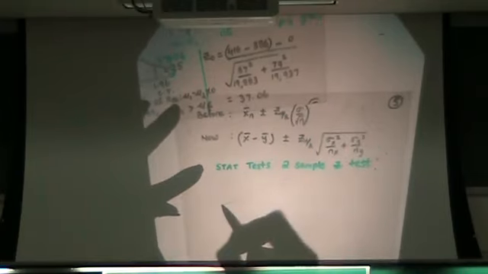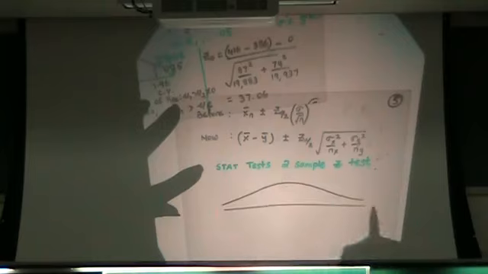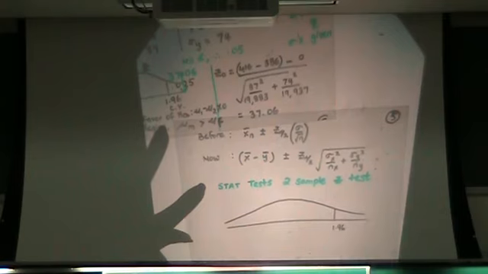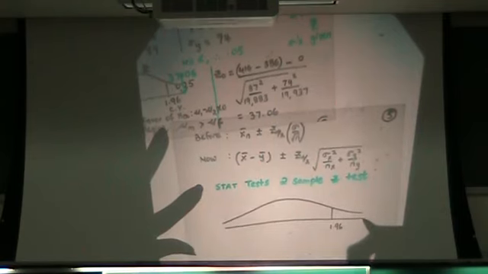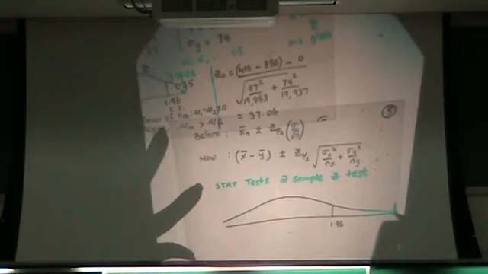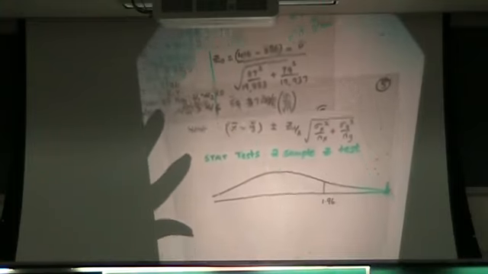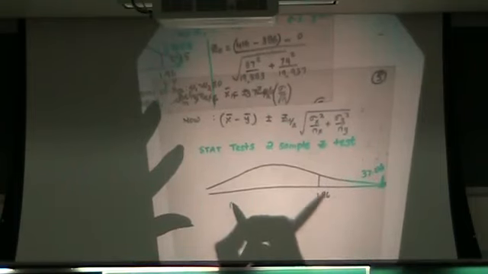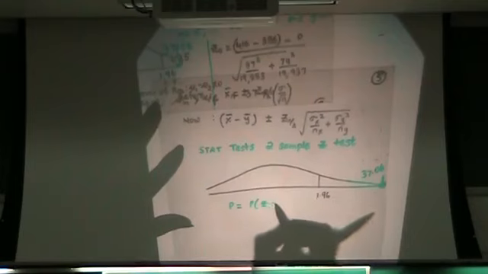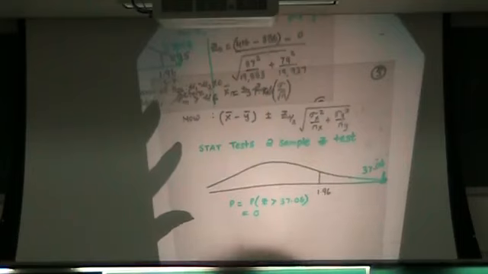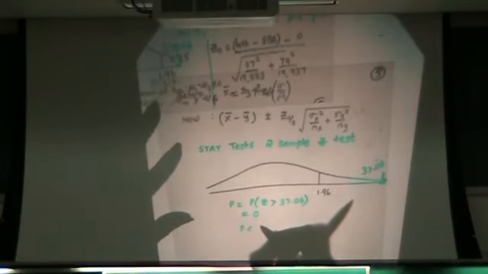I am here. Here is my 1.96, and my 37.06, which is my test statistic, is way out here. And what the p-value equals 0 is saying is that the probability of being more extreme than 37.06 is 0. So p-value equals probability z greater than 37.06. So it certainly makes sense that the p-value would be 0. And then of course p is less than alpha.